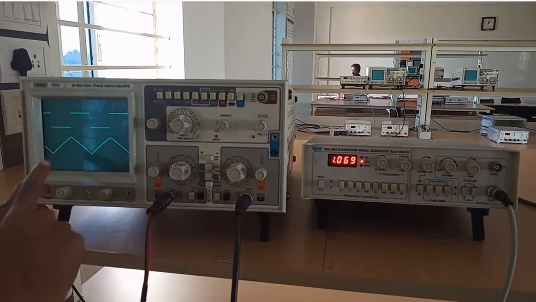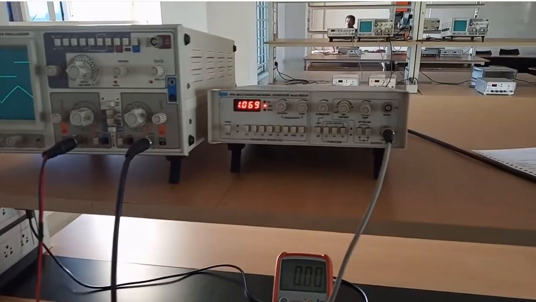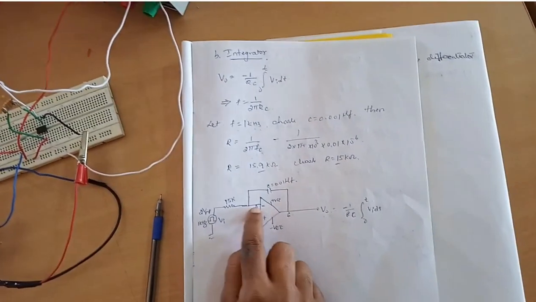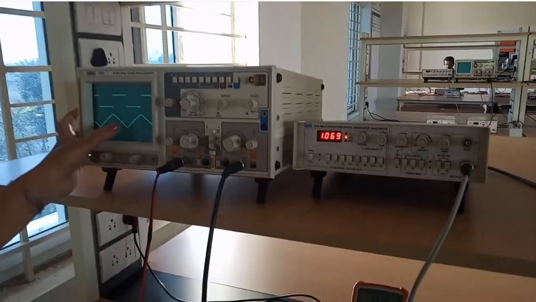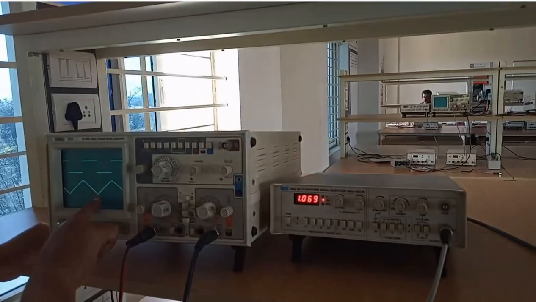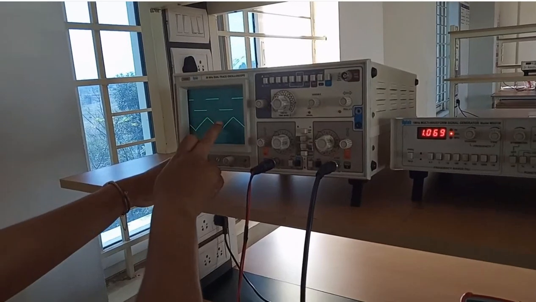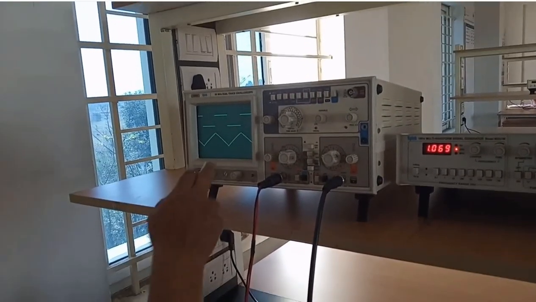This is because we have connected the input square wave to terminal 2, which is the inverting terminal. So that is why we get the falling edge of the triangular wave. For the negative half cycle, we get the rising edge of the triangular wave. So this sequence is repeated for the next input wave.